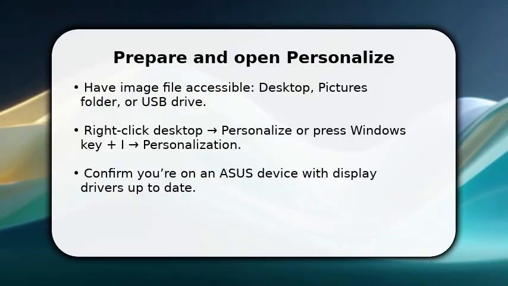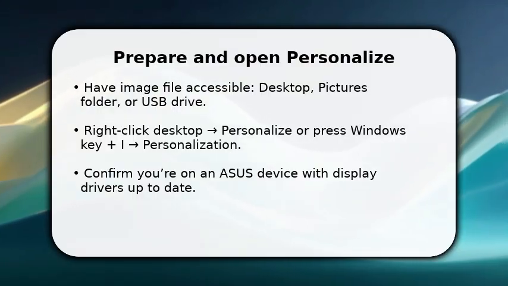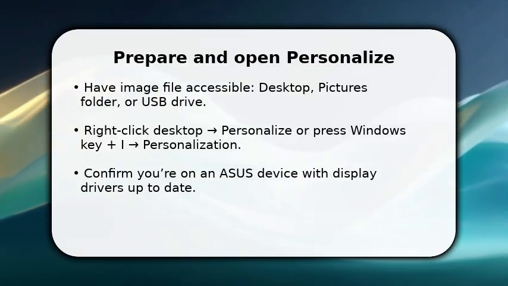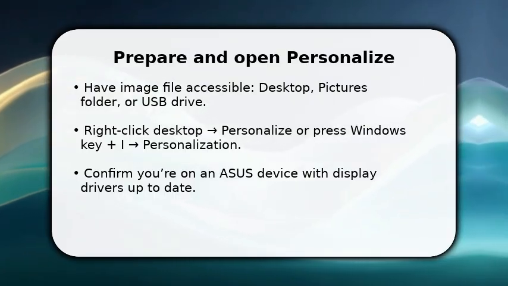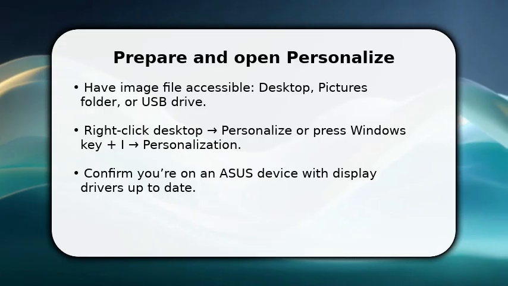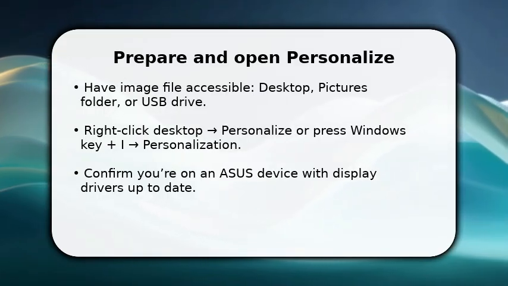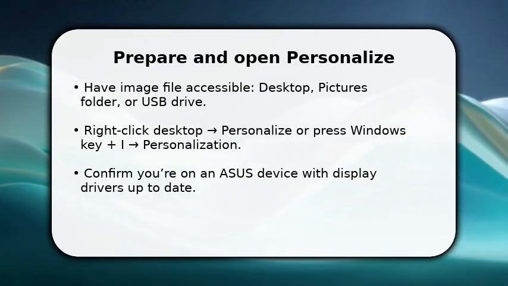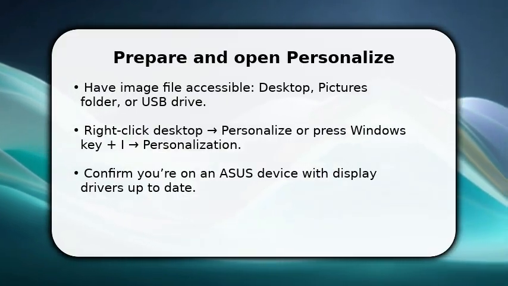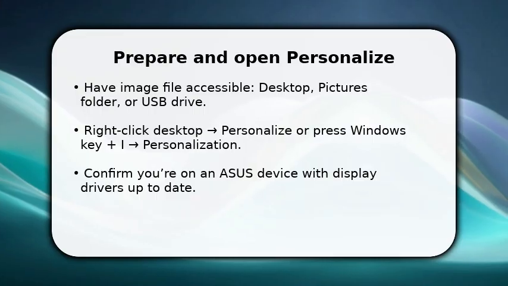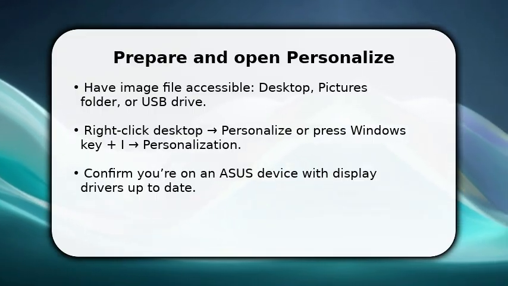You'll start by preparing the image and opening Personalize. First, make sure your wallpaper file is on the desktop or in Pictures so you can browse quickly. Once ready, right-click the desktop and select Personalize, or press Windows key plus I then Personalization. This opens the background options. You do this now because it keeps the steps focused and prevents hunting through folders later.